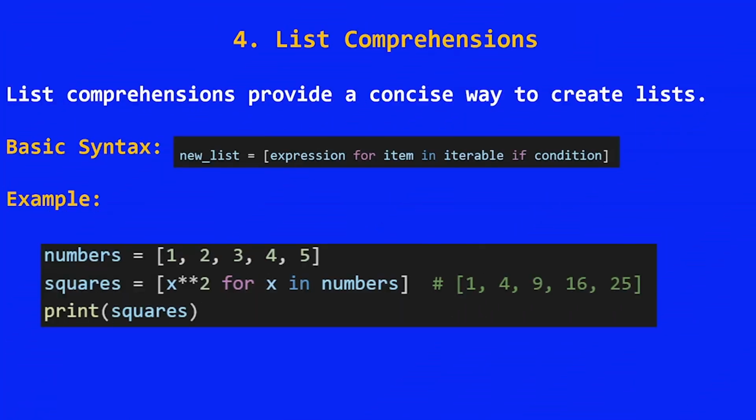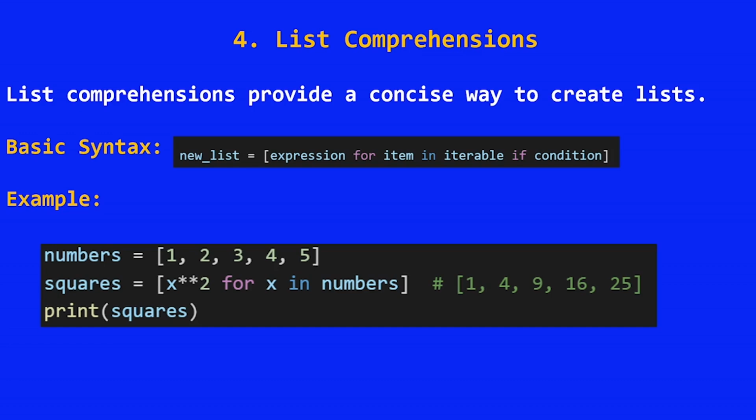Hi guys, so in this section we're going to look at list comprehension as our number 4 section in this module 2. So list comprehensions provide a concise way to create lists. So we have a simple basic syntax. For example, here new list, and then I have our square brackets, because square brackets imply you are working with a list. So expression for item in iterable if condition.